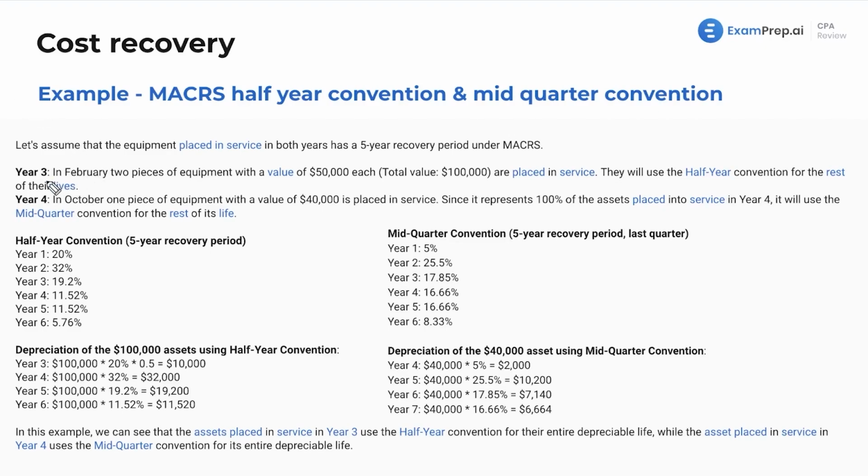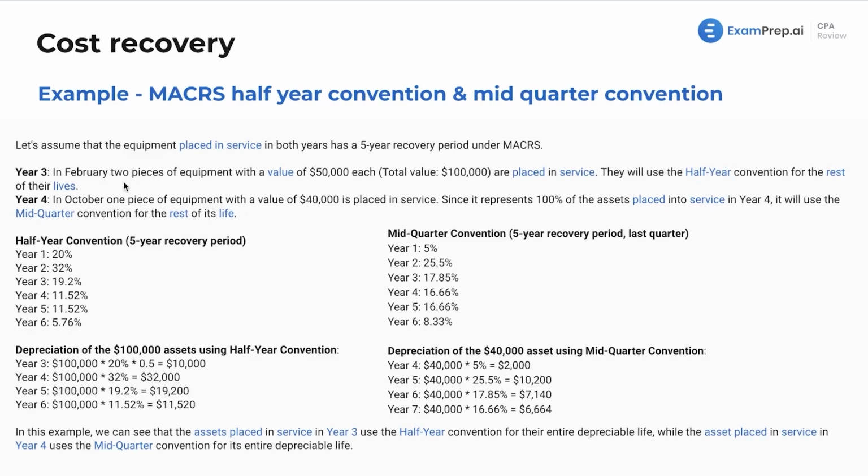First off, what happens? Well, let's read this kind of like a story. First off, we have year 3. Now, in February, 2 pieces of equipment with a value of $50,000 each, total value of $100,000, are placed in service. They're going to use the half-year convention for the rest of their lives. Following those rules, remembering when we're using each convention, the half-year convention and the mid-quarter convention. Then we've got, in October, 1 piece of equipment with a value of $40,000 placed in service. Since it represents 100% of the assets placed into service in year 4, and it was in our last quarter, that is going to use the mid-quarter convention for the rest of its life.